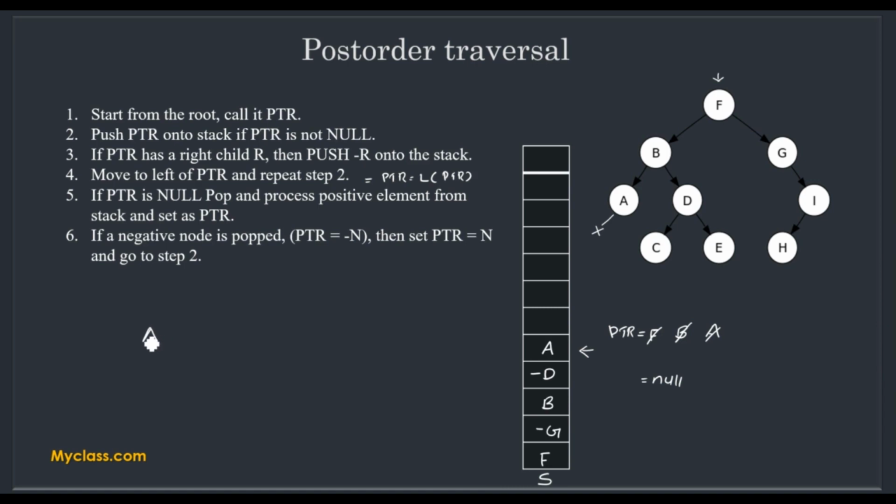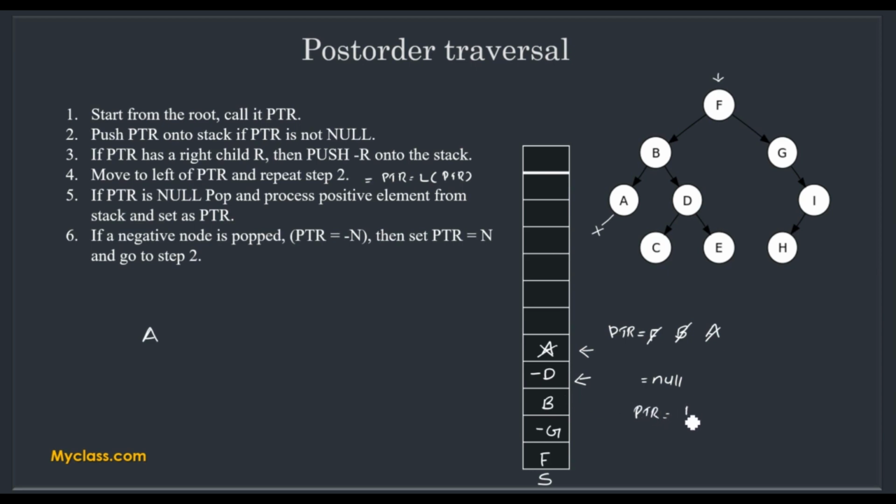So we are starting from A. The positive element, we already popped A and printed. The top of the stack contains a minus value. If a negative node is popped, our step is to set our PTR equal to that node.